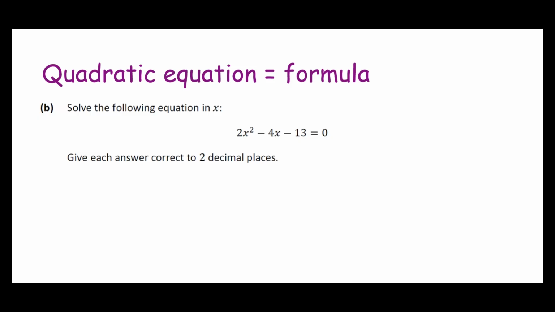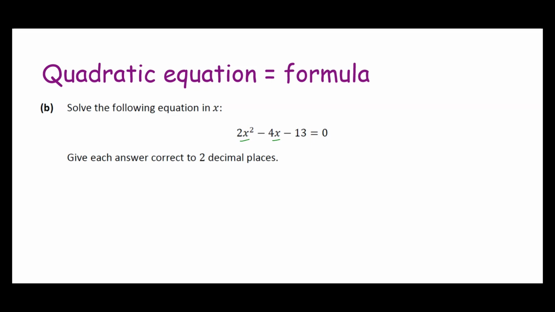One of the things that we're going to do very, very often is solving a quadratic equation. And that's what we have here. We have to solve the equation. It's a quadratic equation. How do we know? Because we have x to the power of 2 and x. And we have to give each answer to 2 decimal places. Now, how do we solve that?